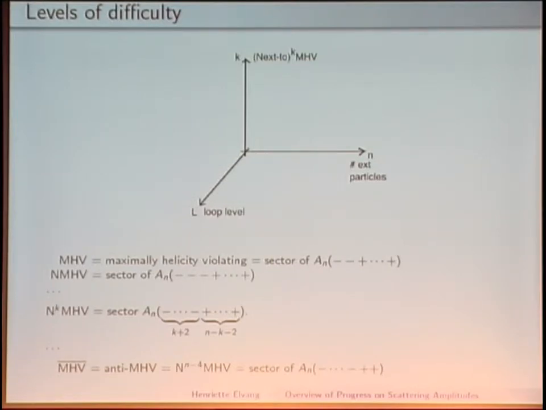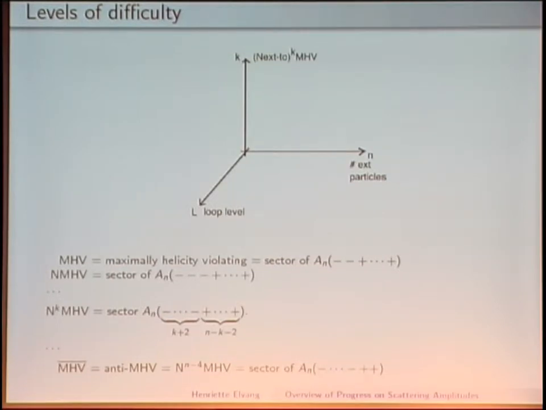Let me just show a picture of different ways you can make your life more complicated. When you go up in the number of particles, the scattering amplitudes get increasingly complicated. Naturally, when you go up in loop level, they become increasingly complicated. And also, there's this characterization of the amplitudes by the next-to-MHV level. Let me just remind you that MHV means maximally helicity violating.